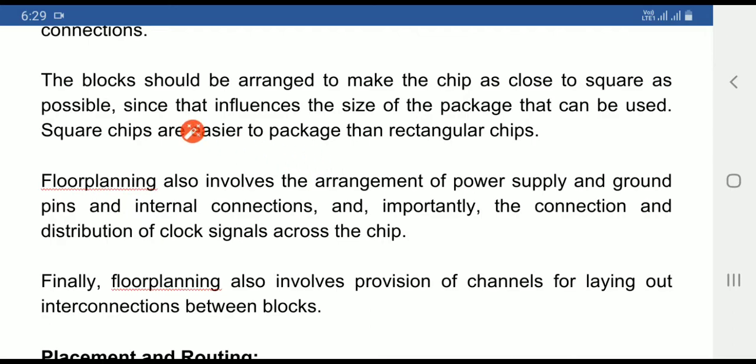Next, blocks should be arranged to make the chip as close to square as possible, because square chips are easier to package than rectangular chips. The final end product is always square or rectangular, and square chips are much easier to package as a final end product. That's why the blocks should be designed to be close to a square.